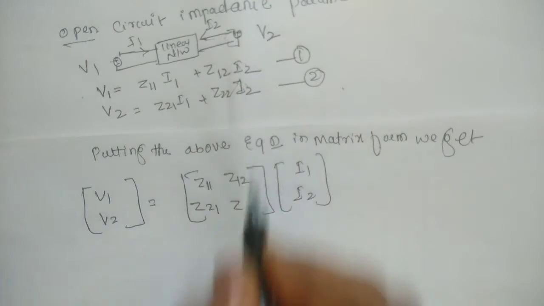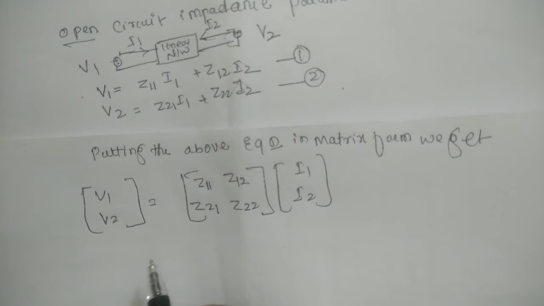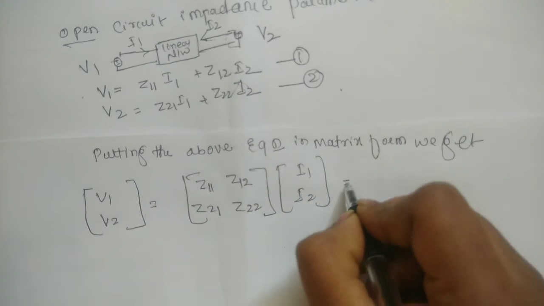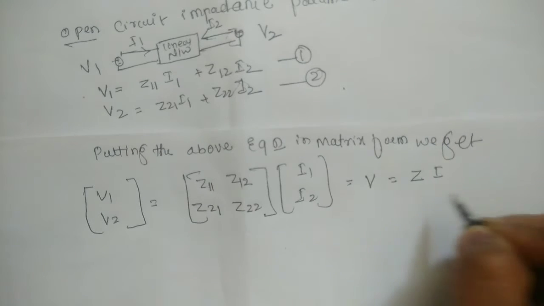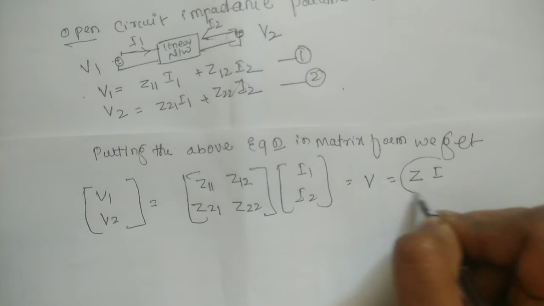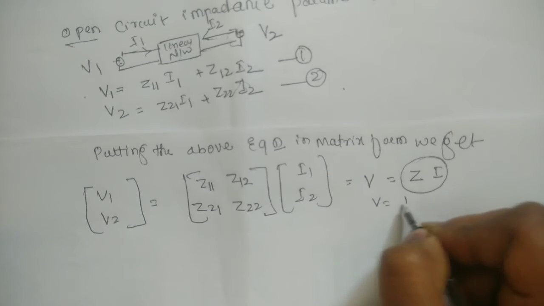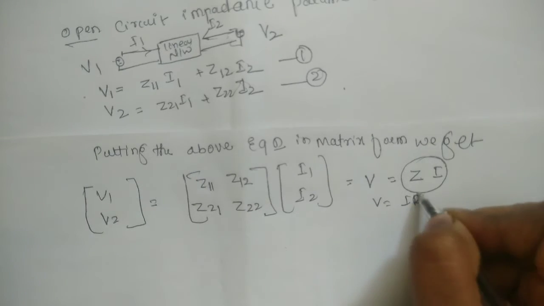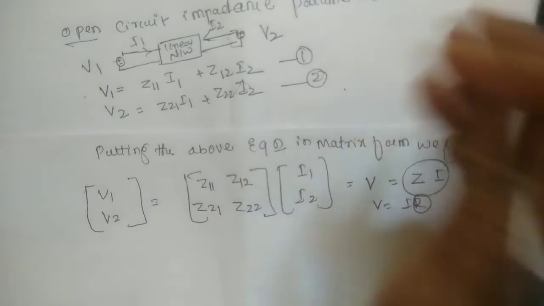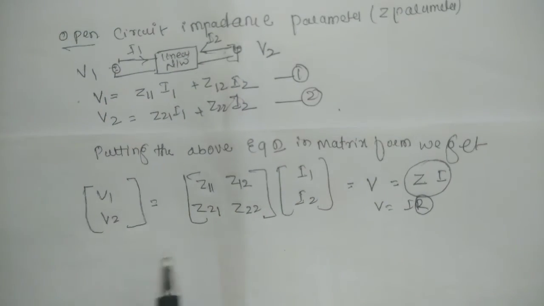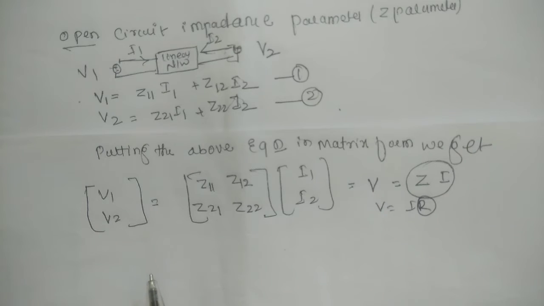Yes, we can use it. V equals Z into I, which means V equals I into R. R is called the impedance. Impedance means resistance. Correct? Yes. This is the Z parameter.